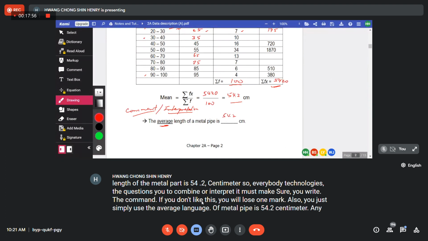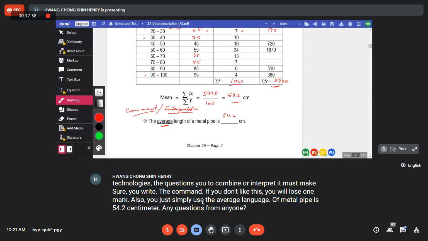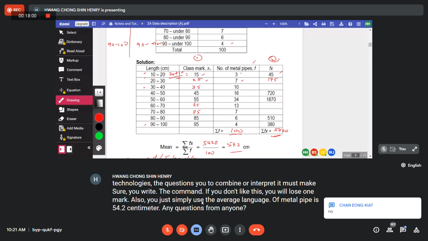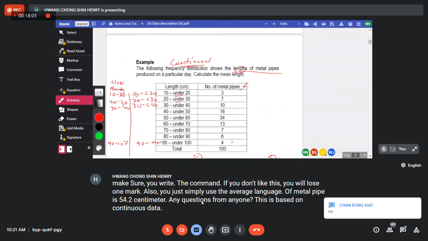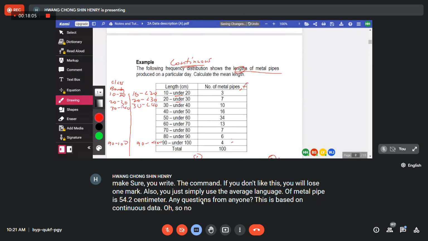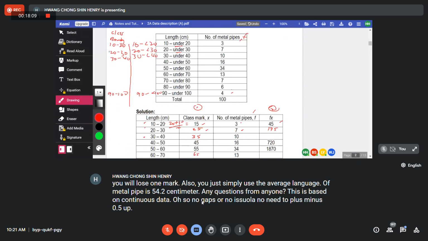Any questions from anyone? Now this is based on continuous data. So no gap, so no issue. Don't need to plus minus 0.5. We just use this as a class boundary.